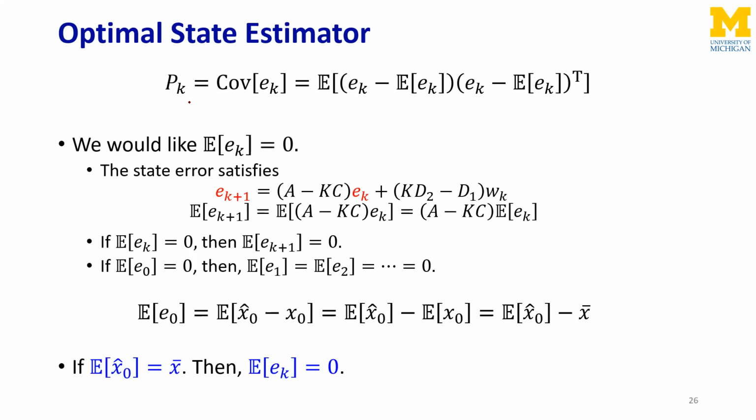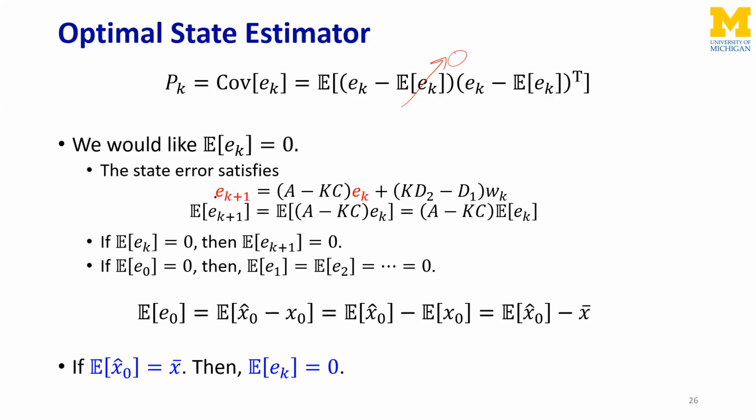Okay, so Pk is the covariance of ek. And in our probability crash course, we saw that the covariance is given by this big expression: the expected value of the error minus the mean error, times the error minus the mean error transpose. Now, this is a giant expression, and we would like to simplify it. We would be very happy if the expected value of ek is 0. So let's see how we can make sure that the expected value of ek is 0.